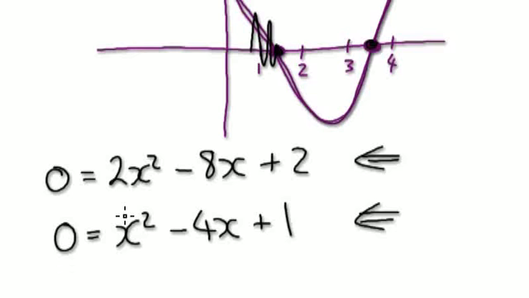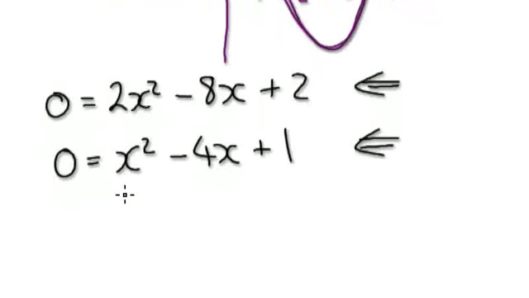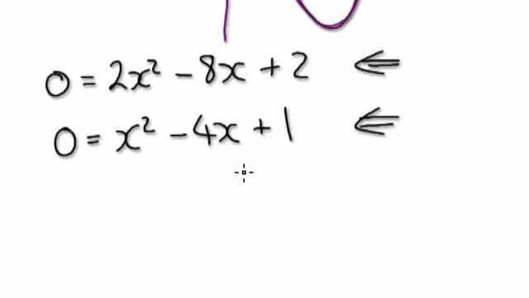Just watch it through, this bit is really strange. If there's a 3 here, then you would divide everything by 3, just so that you can get the coefficient of x squared to be 1. Now just watch this bit through. This bit is going to be really weird, but just watch it through.